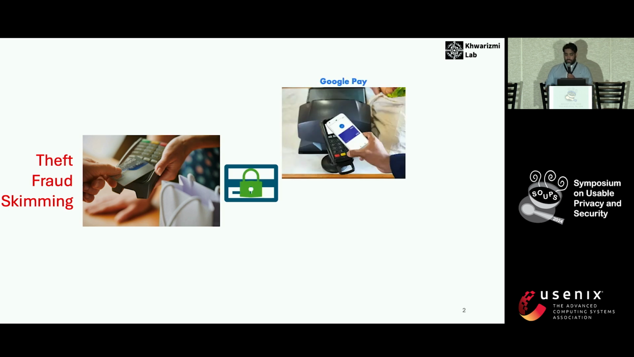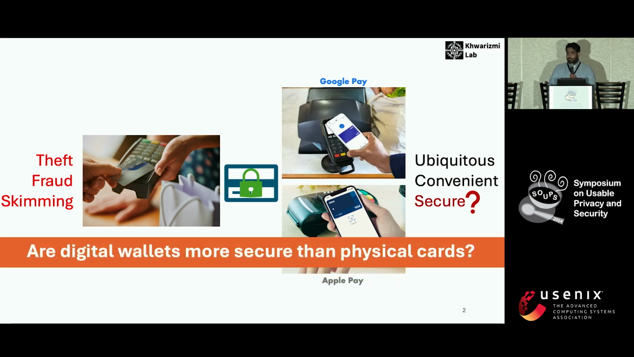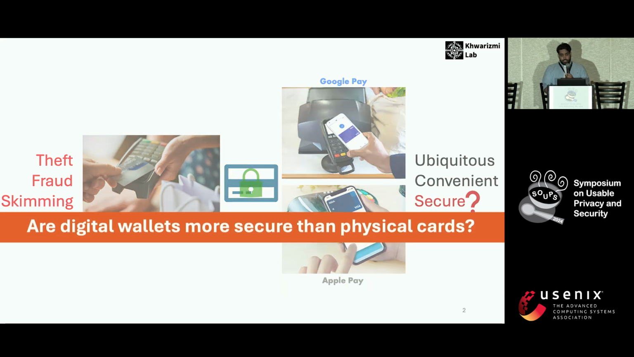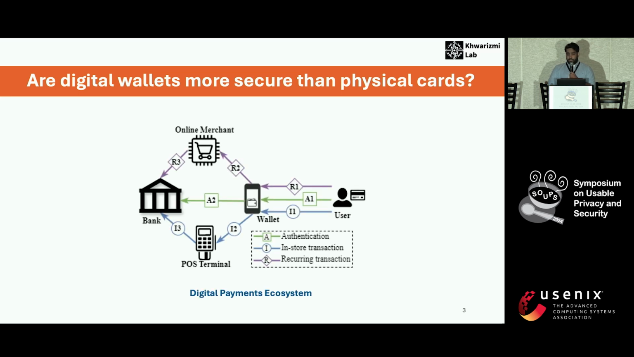For example, Google Pay, and we have Apple Pay as well. They are ubiquitous. You can use them anytime, anywhere. They are convenient to use, but are they really secure? And today we'll explore that. So to study this, we look at the EVM protocol that actually governs the communication between the wallet and the bank, and how the user is involved in the process.